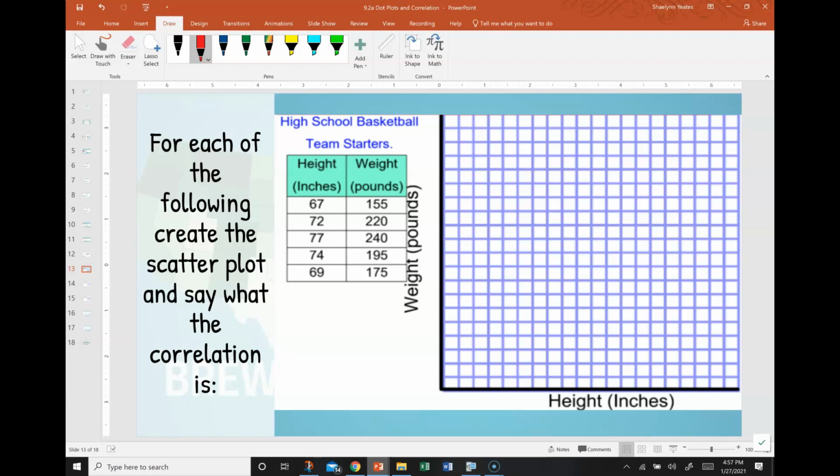So we're going to do height to weight. In weight, the lowest weight is 155, and the lowest height is 67. So I'm going to start at 60, and then this will be 62. This will be 64, 66. Actually, we want to start at 65. Or 60, let's start at 64. So 64.